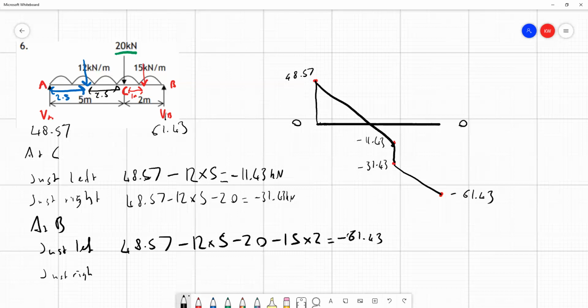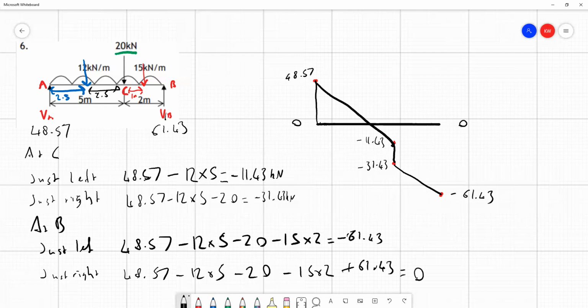So we consider all those forces that are just left: 48.57, that's the force at A, minus 12 times 5, the UDL on the left of the beam, minus 20, the force down at C, minus 15 times 2, the UDL on the right-hand side of the beam, and then we add on 61.43, because that's the force we worked out in the first part that's acting at B. So this is going to all add up to 0, as we'd expect, because we expect to have 0 at either end of our shear force diagram, and that's what we do have. So we draw a straight line there, and that completes our shear force diagram.